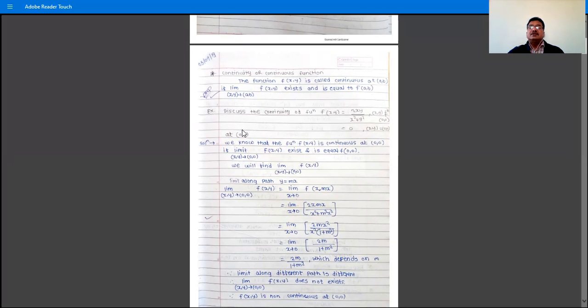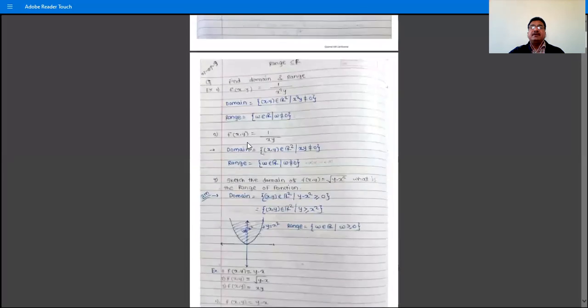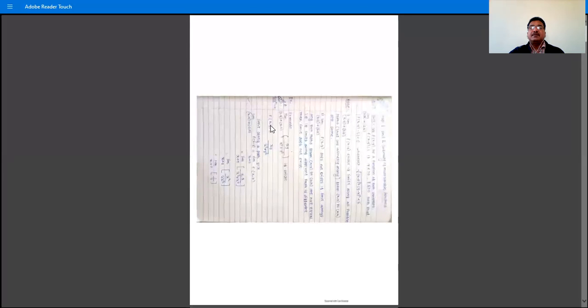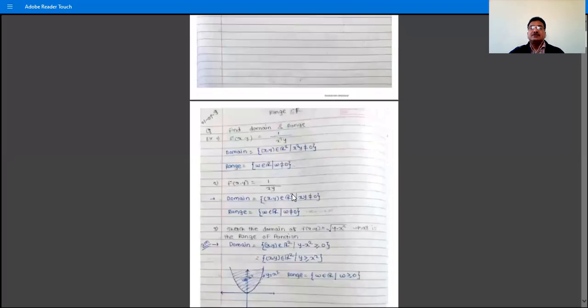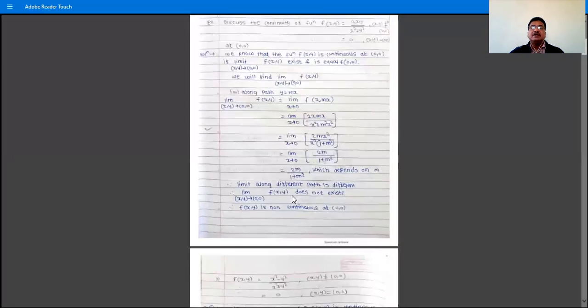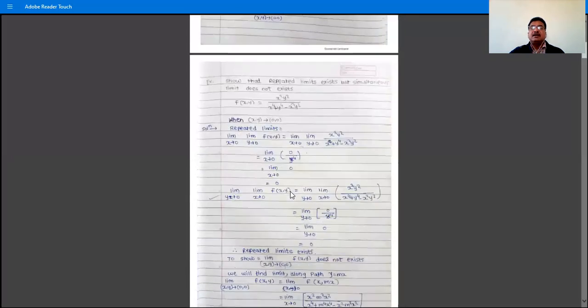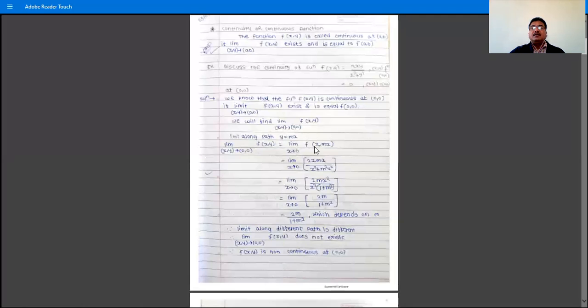So the problem is this. Suppose the same problem, the first problem: here is 2xy divided by x square plus y square. Obviously, this limit again does not exist. The given function is f(x,y) equals 2xy divided by x square plus y square if the ordered pair (x,y) is not equal to (0,0), and is equal to 0 if (x,y) is equal to (0,0).